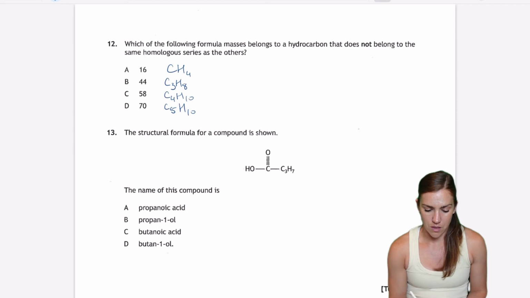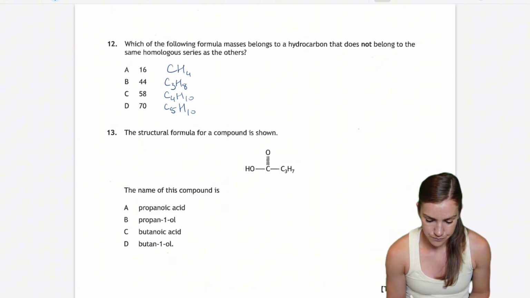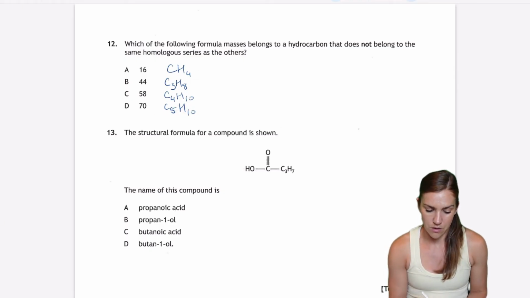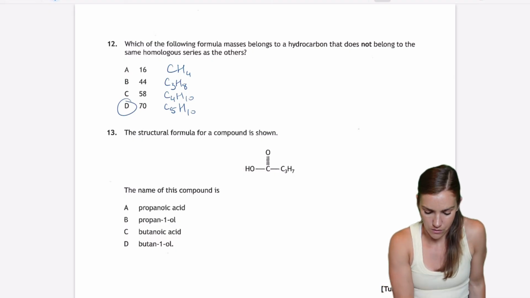Now looking at all these, we can see that the first 3 all fit CnH2n+2, whereas D is CnH2n, so that's the odd one out. So that's either an alkene or a cycloalkane, whereas the other 3 are all alkanes.